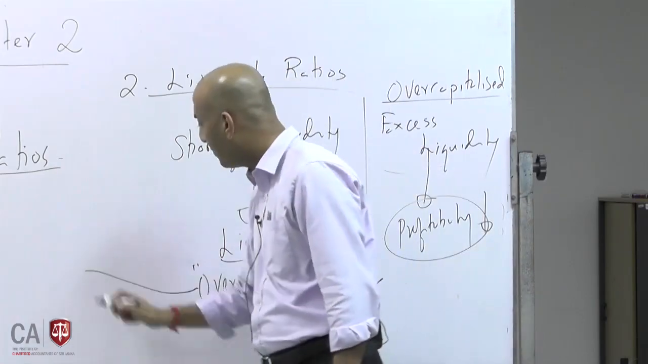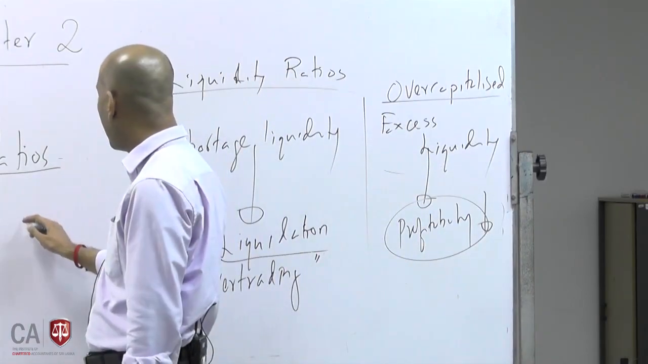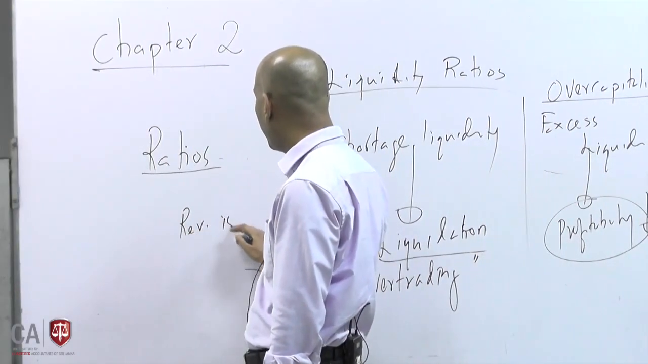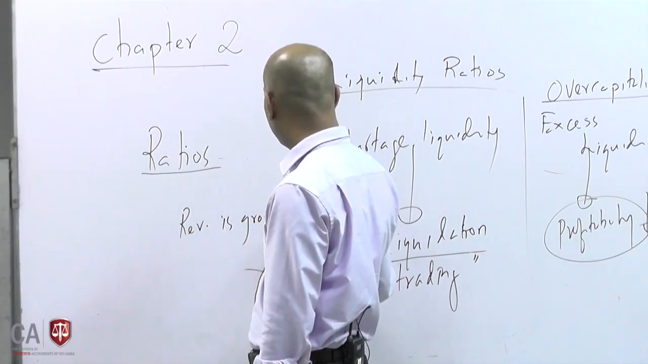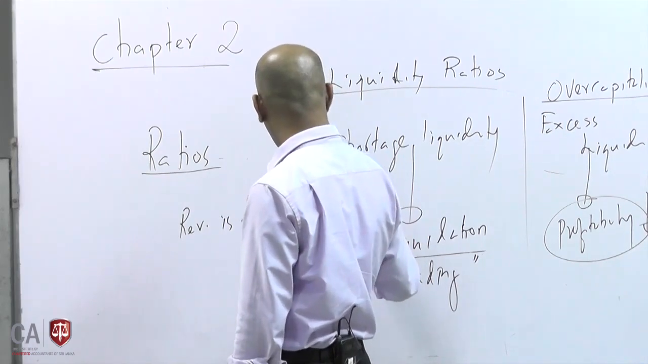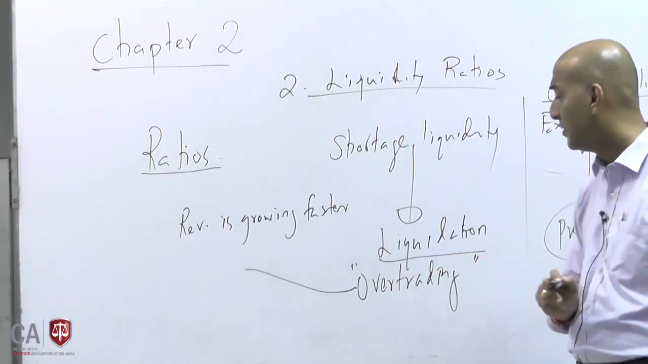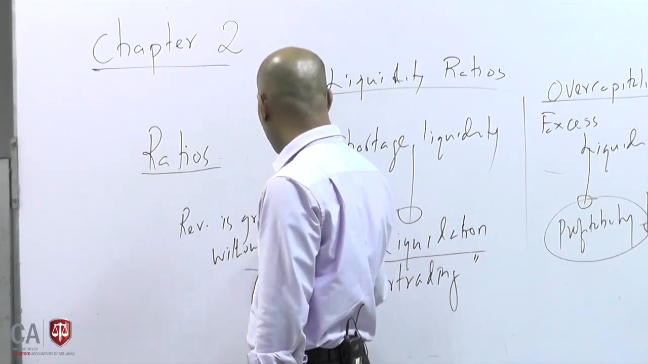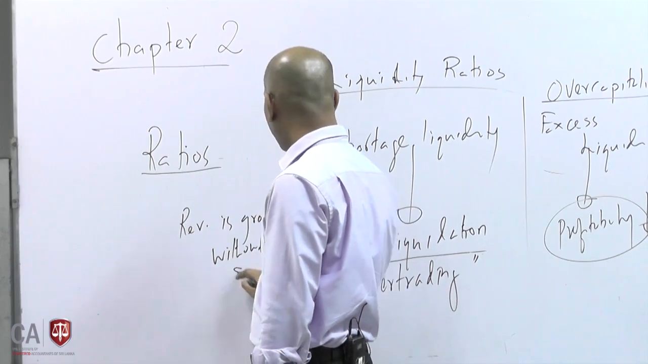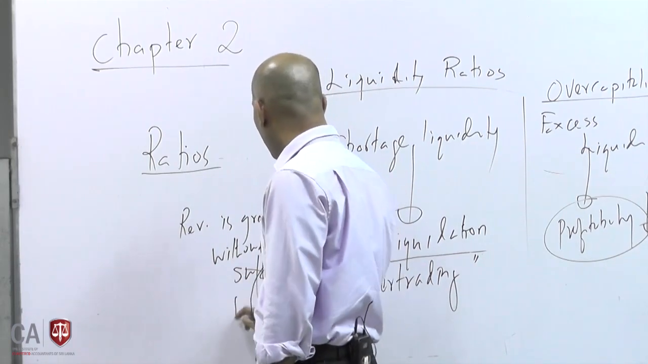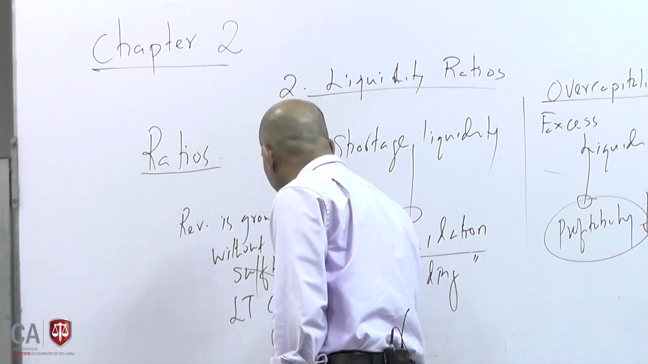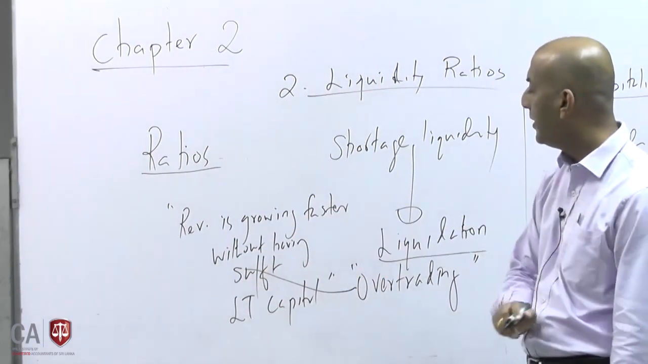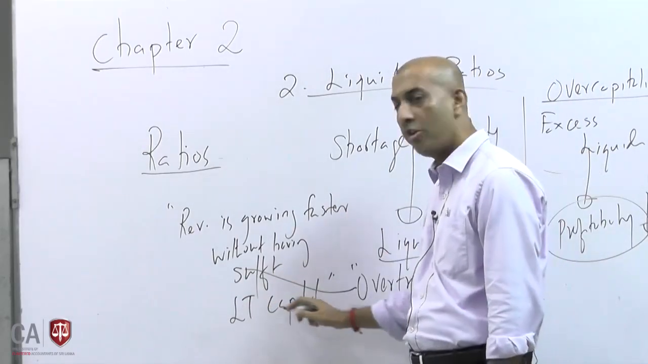What is overtrading? The turnover of the company is growing faster, revenue is growing faster, without having sufficient long-term capital. Please note, revenue is growing faster without having sufficient long-term capital.